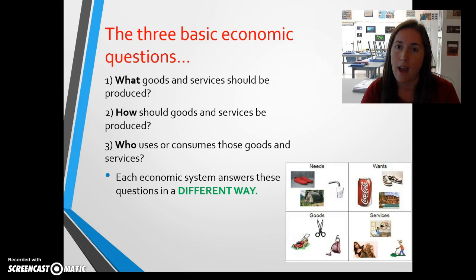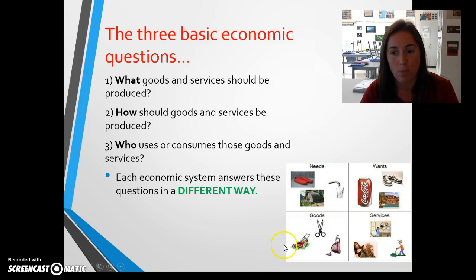There are three basic economic questions: What goods and services should be produced, how should the goods and services be produced, and who consumes these goods and services. Each economic system answers these questions in a different way.